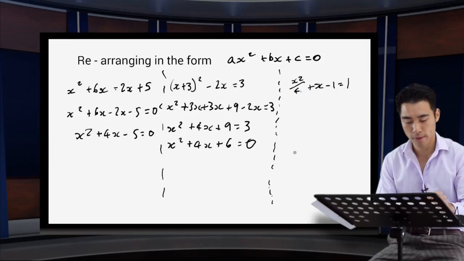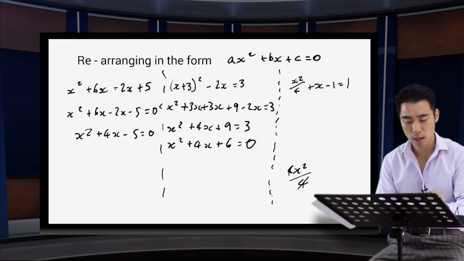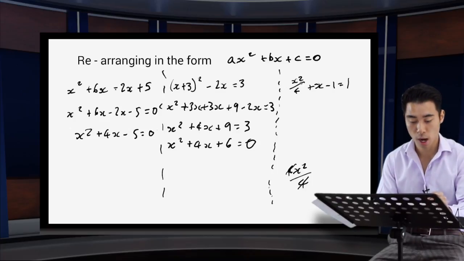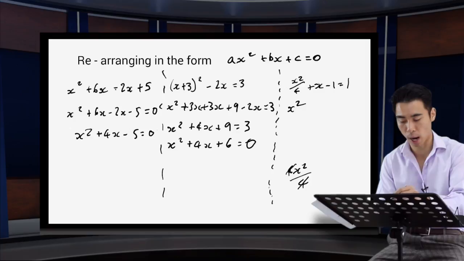Well, first term I'd have 4x squared over 4, so those would cancel. So essentially, all I do when I'm multiplying this first term by 4, all that happens is the bottom of the fraction disappears, which is what we want. Okay, so that's the first term done.